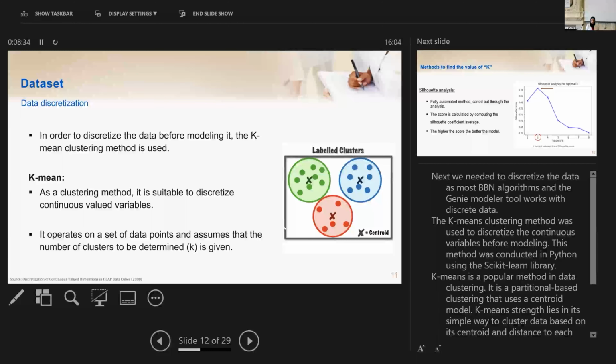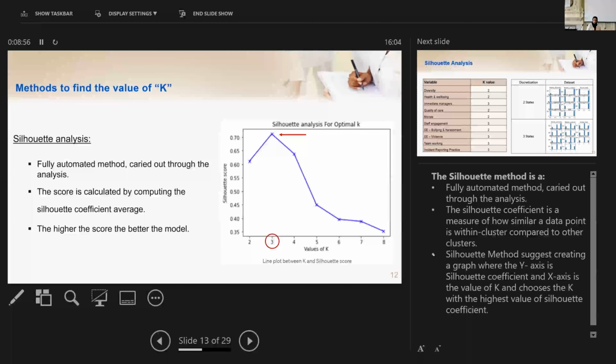K-means is a popular method in data clustering. It is a partitional-based clustering that uses the centroid model. Before using k-means, I had to find the number of centroids. There are two methods to find them. I used the Silhouette method in order to find the value of k.